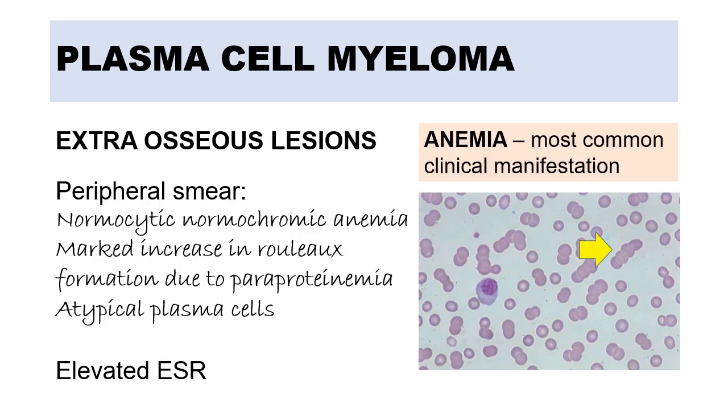Now coming to the extraosseous lesions seen in multiple myeloma. The most common clinical manifestation associated with the disease is an associated anemia. Anemia is usually normocytic normochromic. There is a marked increase in rouleaux formation. This is due to excess of the paraproteins produced by the myeloma cells. Rarely, you can see atypical plasma cells in circulation as well. Due to the underlying anemia and the excess paraproteins, there is often an elevated ESR seen in these cases.